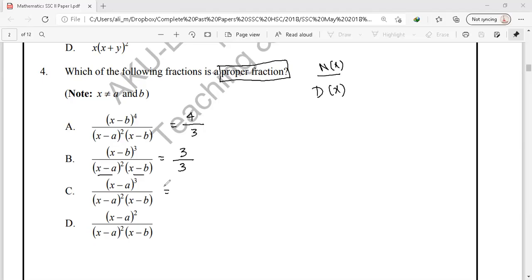In option C, the order of the numerator will be 3, and the order in denominator will be 2 and this 1. So order would be 3. So this is again an improper fraction. In option D, the order of the expression will be 2, and the order of the expression in denominator will be, here we have order 2 and here I have order 1. So we will get order 3. This is the proper fraction. Degree of numerator is less than the degree of denominator. So option D is the correct answer for this question number 4.